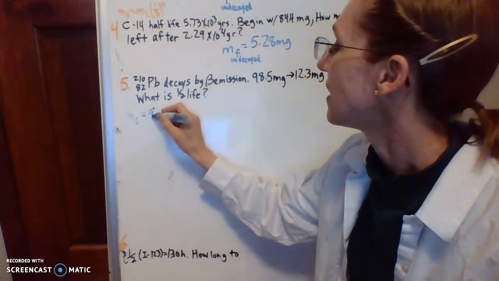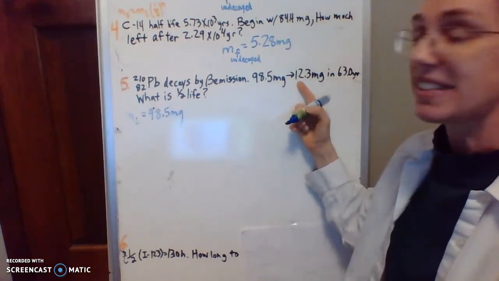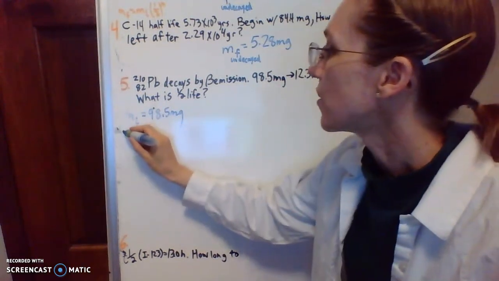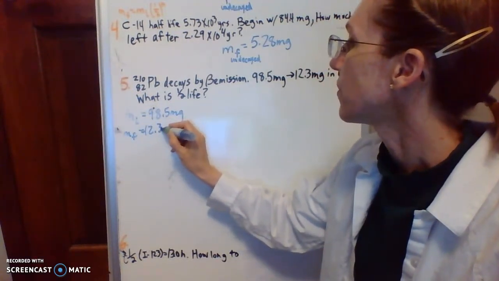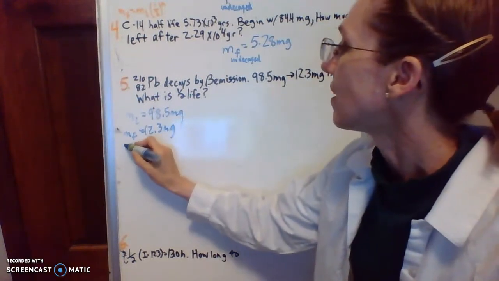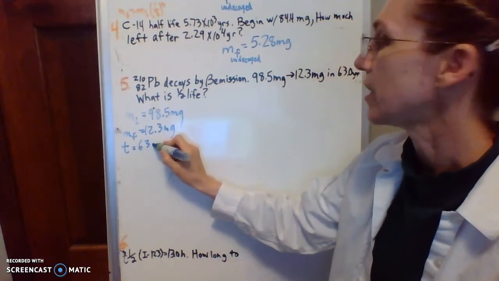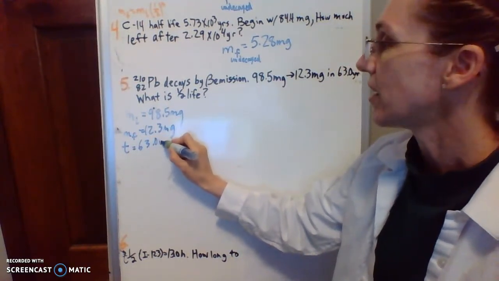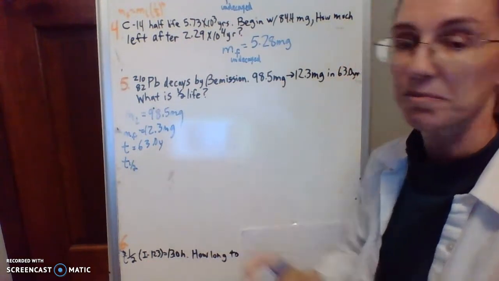mass initial equals 98.5 milligrams, and it went down to this mass. So our mass final is 12.3 milligrams in time, which is 63.0 years. And it asks what is the half-life. Okay.